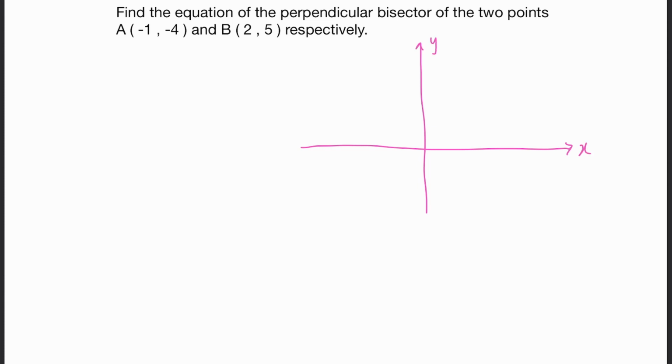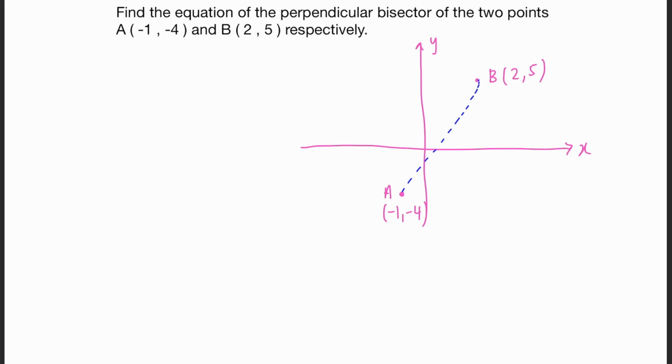So we have 2 points A and B respectively. We have point A around here, and point B around here. I'm just going to use a line and connect this point A and B.